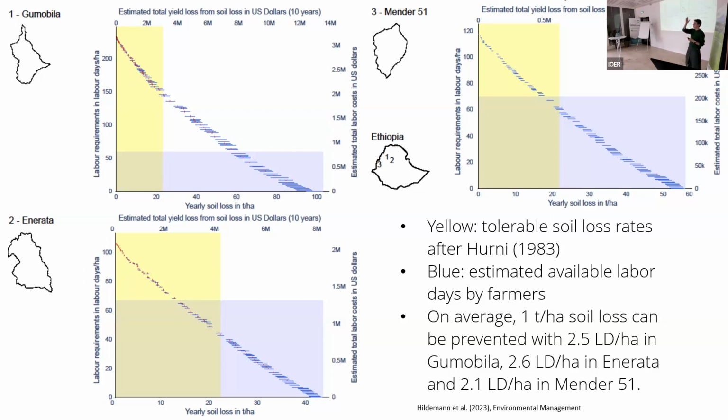So I told you about what you can use Pareto fronts for, to say, okay, if we reduce X in that, we have Y in the other direction. So what we can say here is on average, 1 ton per hectare of soil loss can be prevented with 2.5, more or less, labor days in these 2 regions, and with 2.1 labor days in this region. I think this information is really helpful, for example, if you want to see what kind of subsidies you need to provide for these regions.